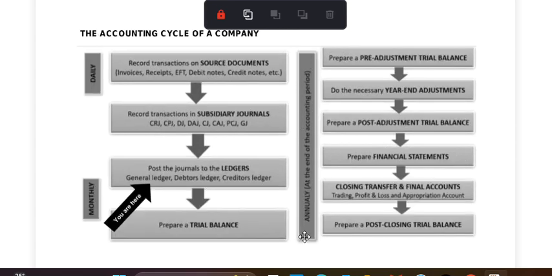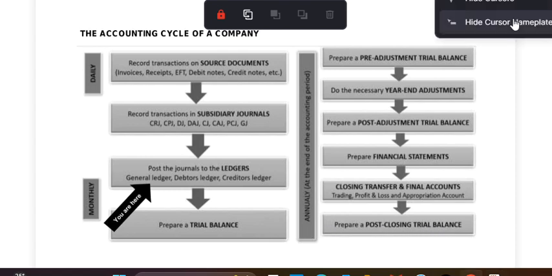Then on a yearly basis, at the end of the accounting period, you prepare a pre-adjustment trial balance, then you do the necessary year-end adjustments, and then you prepare a post-adjustment trial balance, prepare financial statements, then closing, transfer, and final accounts. That means your trading, your profit and loss, and your appropriation account. And finally, you prepare a post-closing trial balance. You'll see all of this as we go over everything.